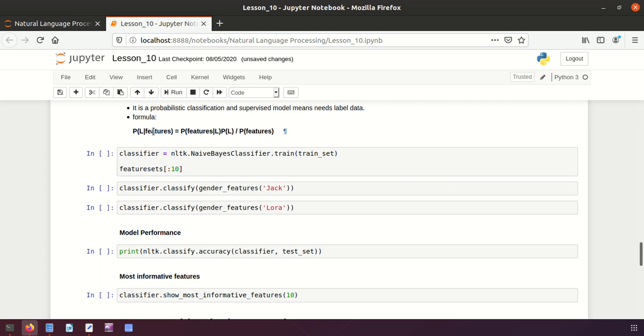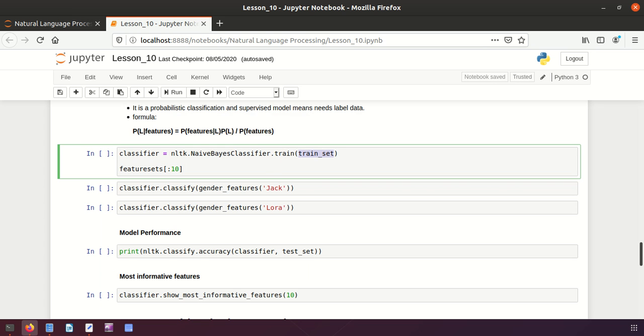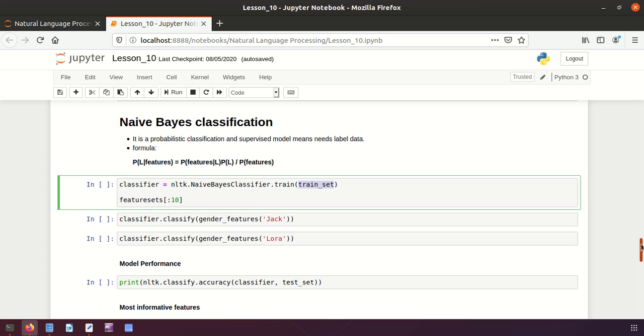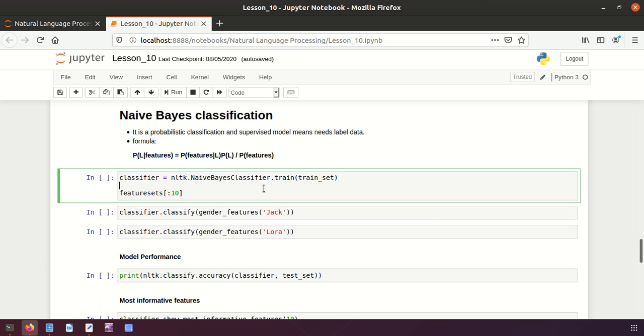Probability of labels given the features is equal to probability of features given the label times probability of labels, divided by probability of features. If you are using NLTK, you will be calling the naive Bayes classifier, and there we are training the data, taking the training set from there, right? So that part is executed. Let me execute this part.